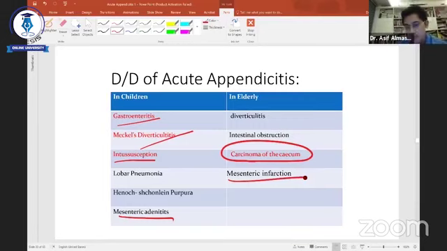You open the abdomen and you see gangrenous bowel. And if you are not prepared for the management of a gangrenous bowel, then it would be a disaster during surgery. So always remember, especially in elderly patients with abdominal pain, think about mesenteric infarction. Diverticulitis, definitely important. Intestinal obstruction can happen as well.